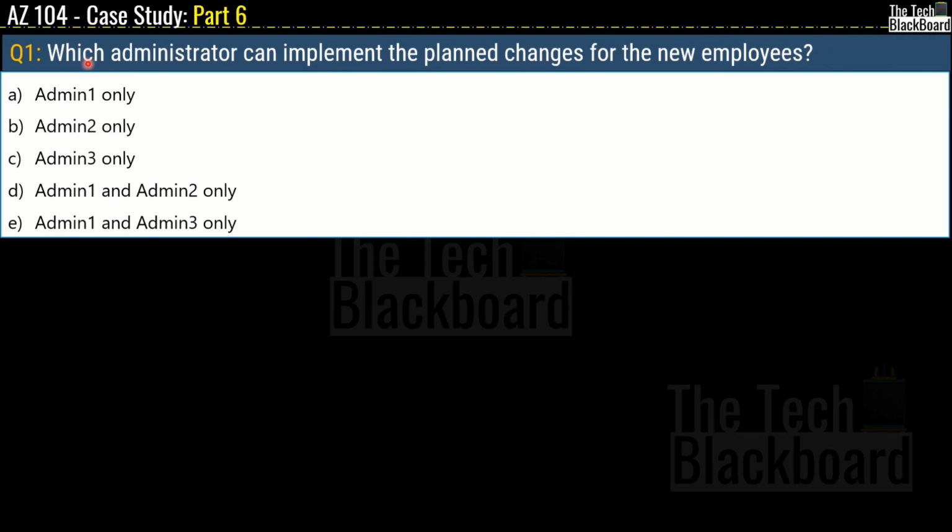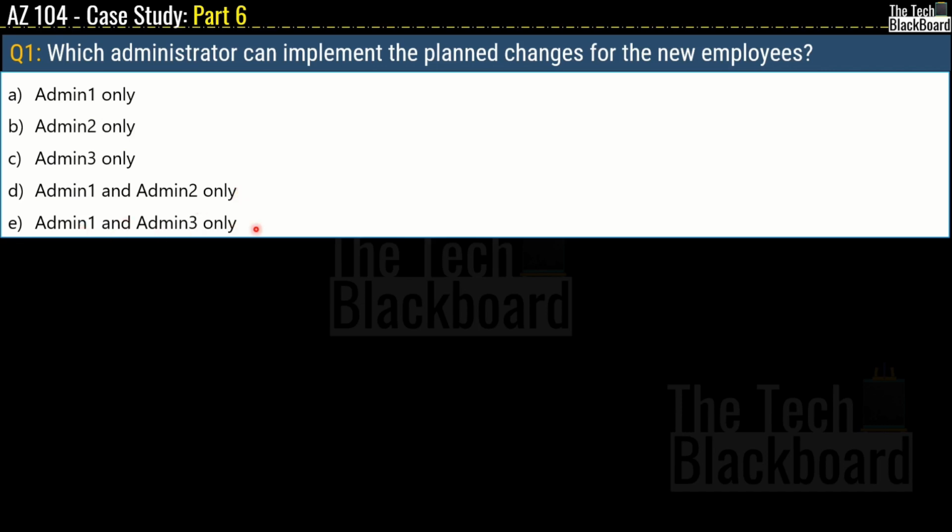The question says: which administrator can implement the planned changes for the new employees? The first option given is admin 1 only. The second option is admin 2 only. The third one is admin 3 only. The fourth one is admin 1 and admin 2 only. And the fifth one is admin 1 and admin 3 only.